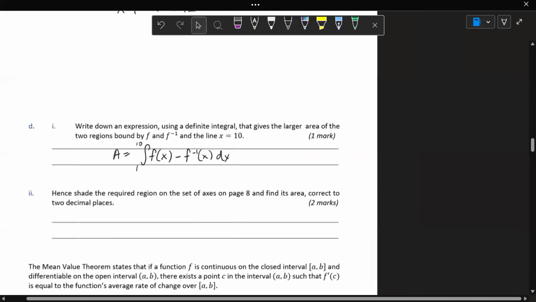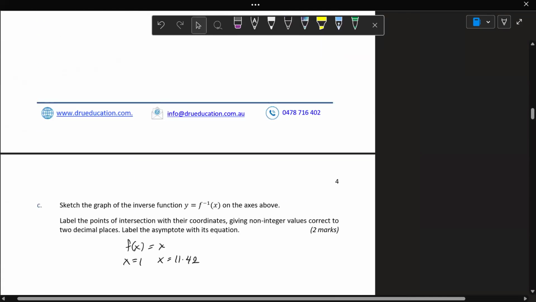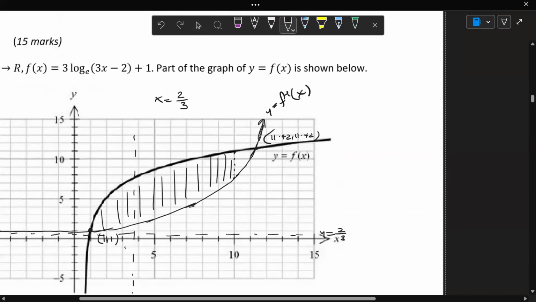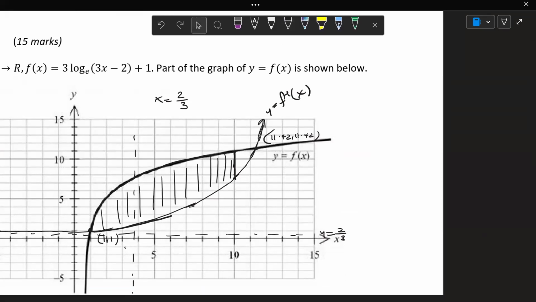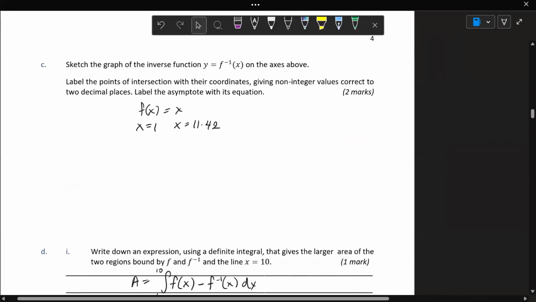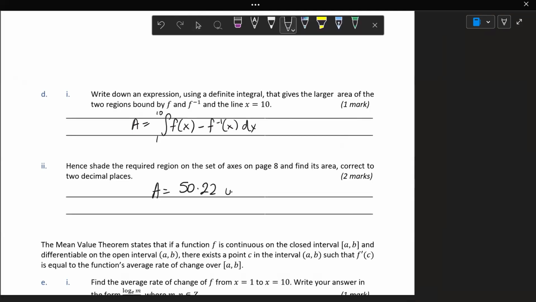And shade the required region. We already did this before. Well, you should sort of outline the region when you're actually doing the exam. They've been a bit picky sometimes, so you should make sure you're always outlining the edges like this for a shaded region. And find its area. So you just evaluate the area, and the area is 50.22 units squared.